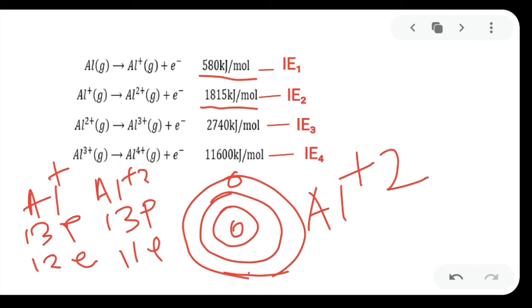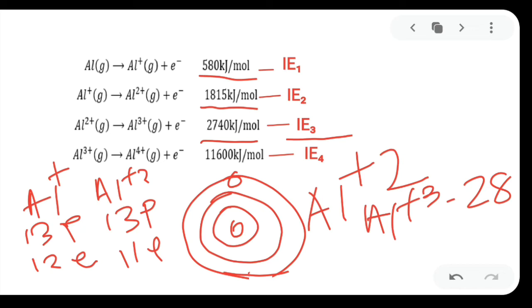You can see for the IE3, Al+2 से जब हम एक इलेक्ट्रॉन निकालते हैं तो एनर्जी रिक्वायर्ड इज योर IE3, देन द एनर्जी का वैल्यू यू कैन सी इट इज 2740 kilojoule per mole. And after removing the third electron, now what is the configuration? Now the configuration of Al+3 will become 2, 8. Is it clear?